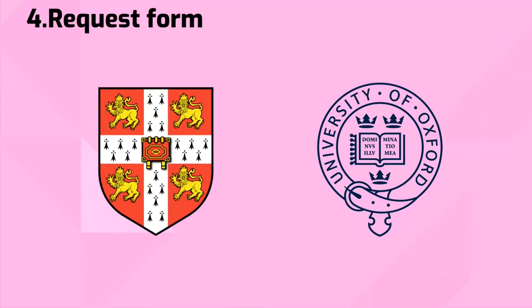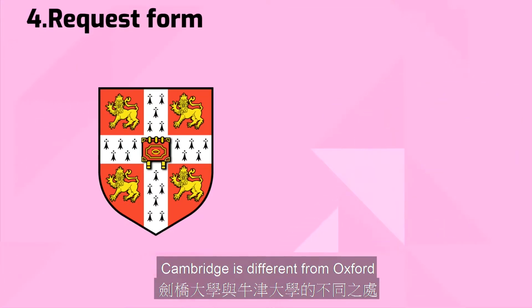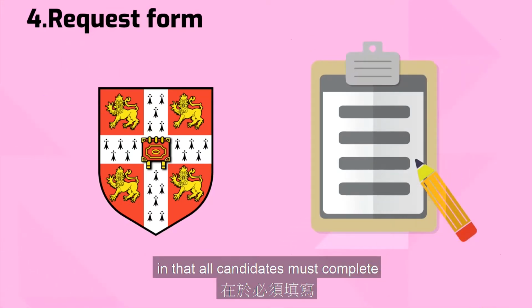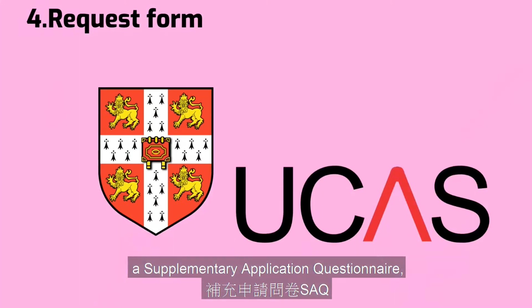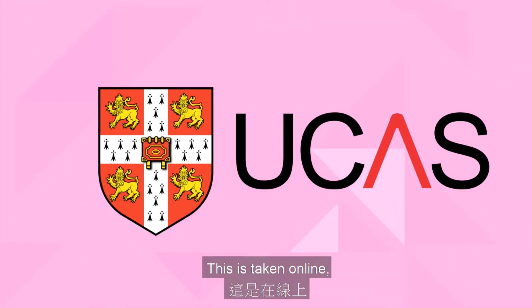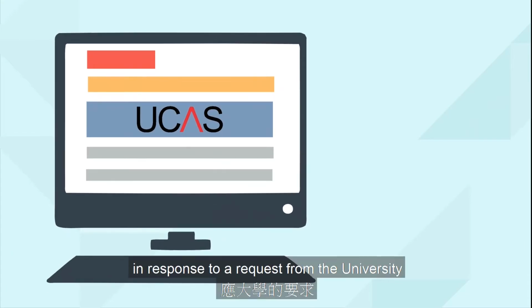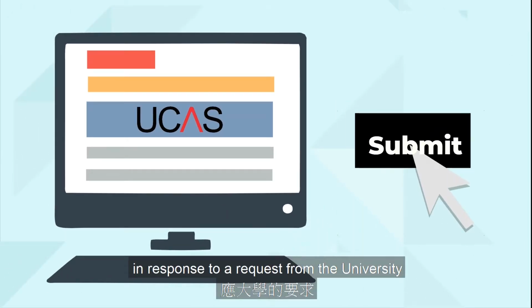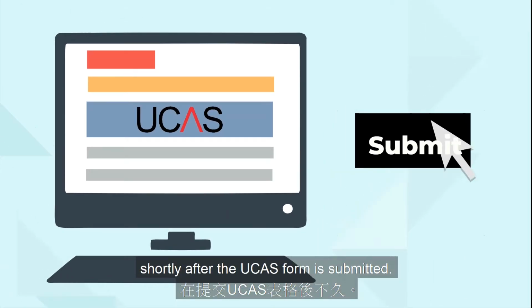4. Cambridge is different from Oxford in that all candidates must complete a supplementary application questionnaire as well as their UCAS form. This is taken online in response to a request from the university shortly after the UCAS form is submitted.